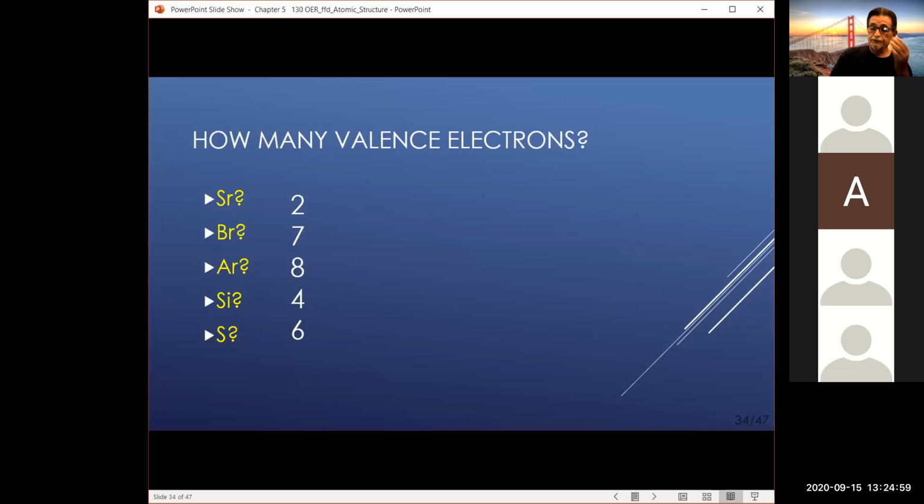Strontium with 2, bromine with 7, argon with 8, silicon with 4, sulfur with 6. Not to be confused with the total number of electrons. They're asking for the valence electrons, which is the outermost shell.